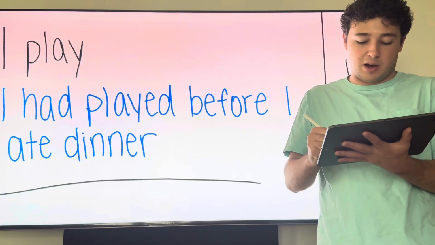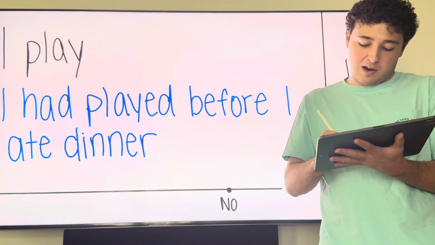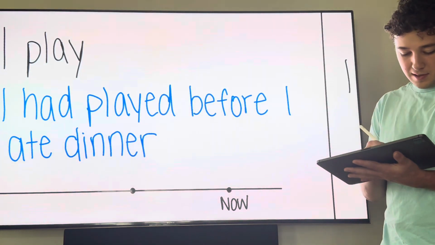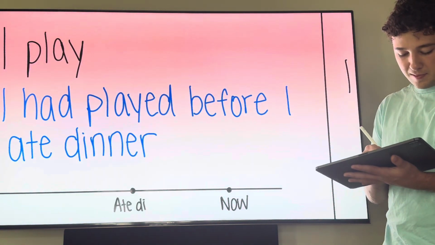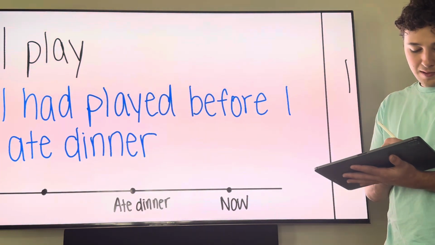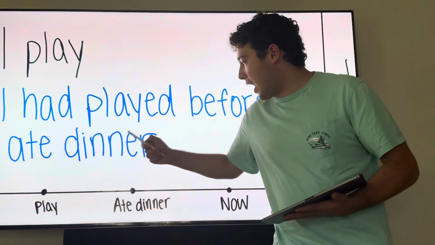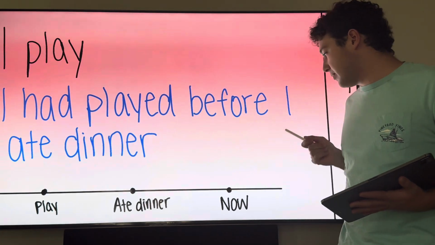So if you were to take out a timeline, it would look something like this. Here is now. Here is ate dinner. And here is the play. I had played before I ate dinner.